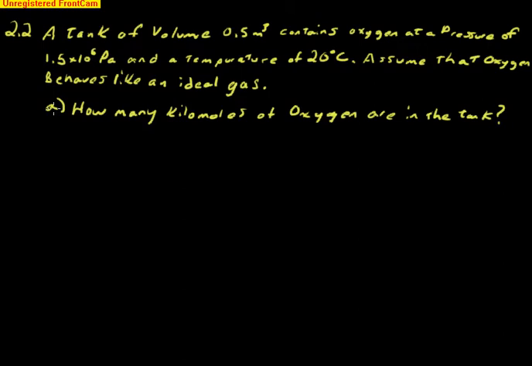Starting with problem 2-2 in the book, we have a tank of volume 0.5 meters cubed that contains oxygen at a pressure of 1.5 times 10 to the 6 pascals and a temperature of 20 degrees Celsius. Assume that all oxygen behaves like an ideal gas, and for certain temperatures it does. The first part of the question, A: how many kilomoles of oxygen are in the tank?